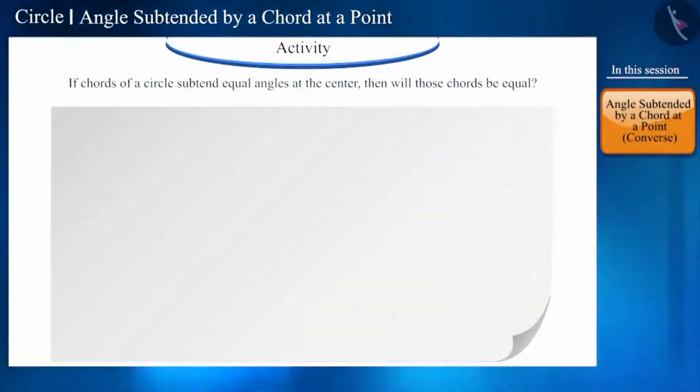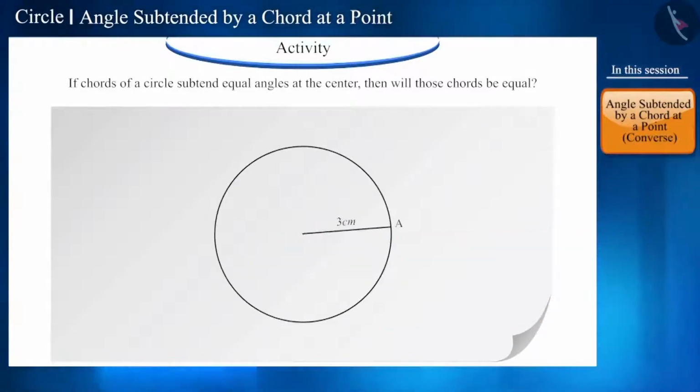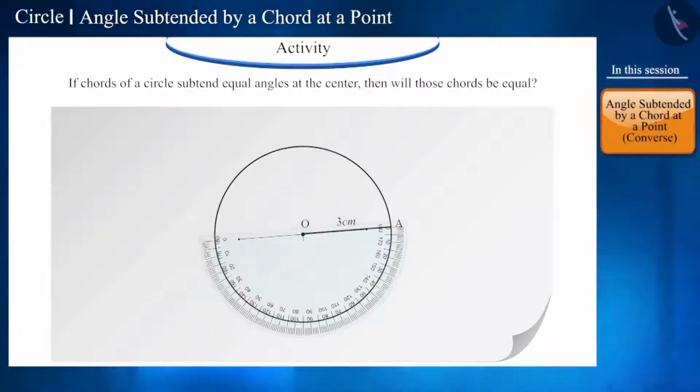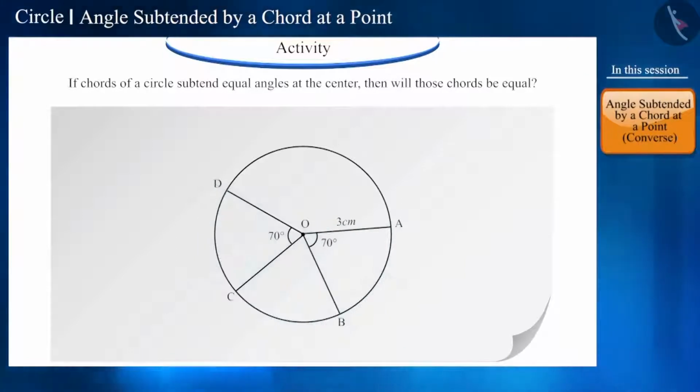Friends, draw a circle of radius 3 cm on a paper with center O. Now, with the help of a scale and protractor, make two angles at the center like this, whose measurement is equal. Here, we have taken the measurement of the angles as 70 degrees. You can also make them according to your own preference. Now, join the endpoints of these two angles, AB and CD, in this way.